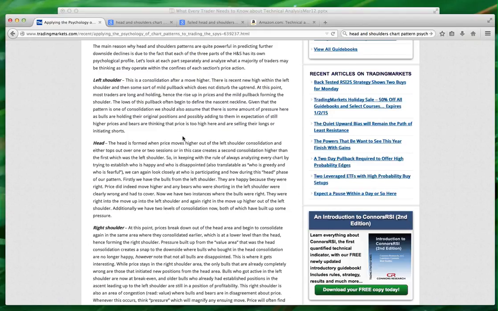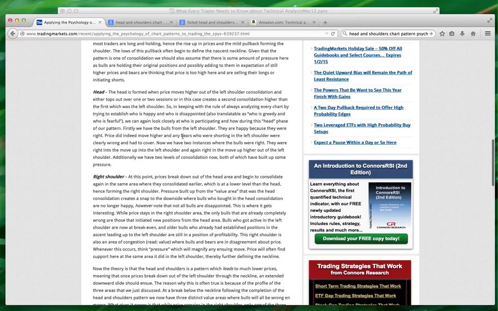If we then talk about the head, the top part of the pattern, he mentions here talk about greed and fear, which are classic statements or phrases that indicate psychology. And it then talks about the bulls and the bears and how they're interacting with each other. So again, we have the psychology being presented of what's actually going on here.